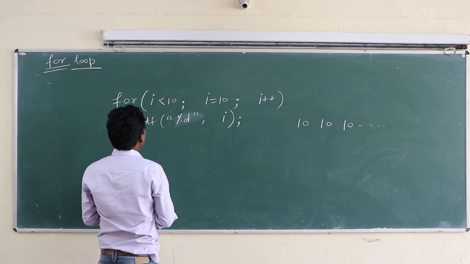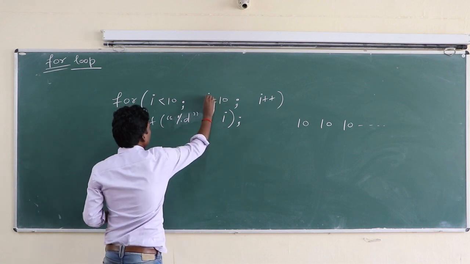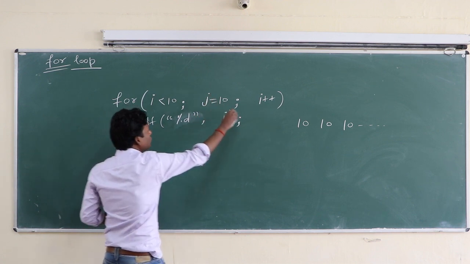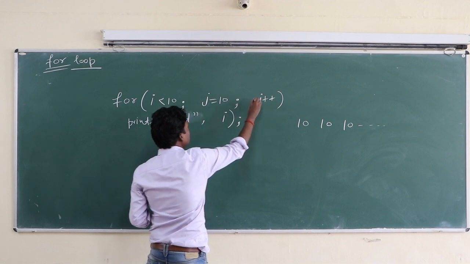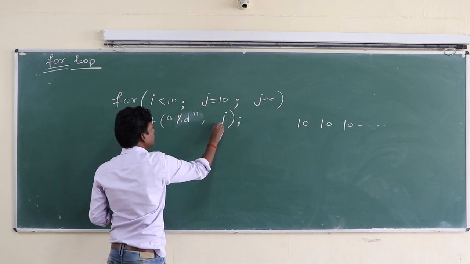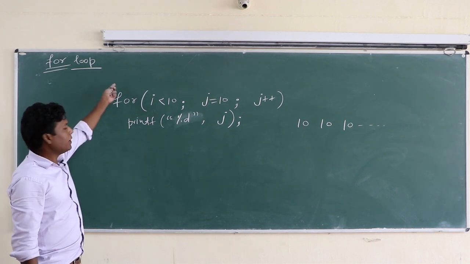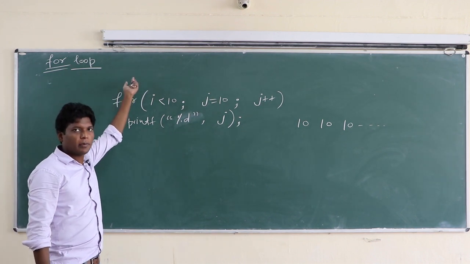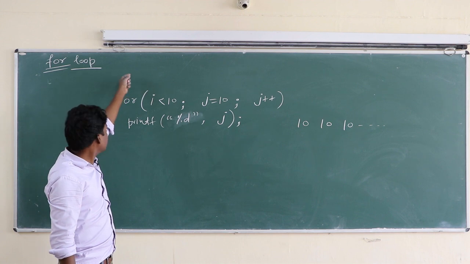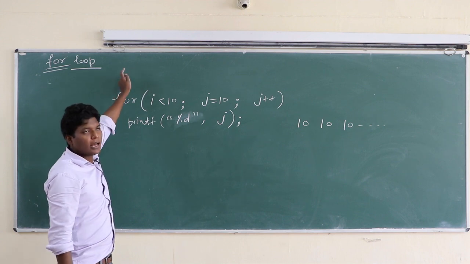for (j = 10; i < 10; j++) and you print j. Okay, class, i may have some value above. I basically declared int i.